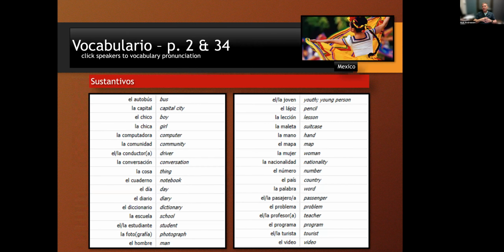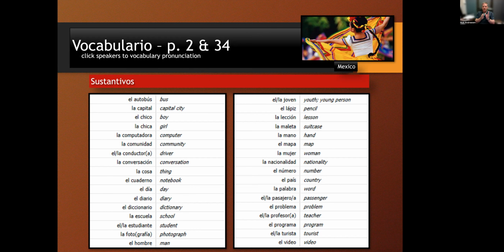Luego we have some sustantivos. Sustantivo just means a noun. And one thing that we're going to look at carefully here is that if you notice, each one of these nouns has that short little el or la in front of it. Those are called articles. That's the equivalent of the word the in Spanish. And the reason we do that is because every word in Spanish has gender. And we have a lesson on that. You'll be looking at that today or tomorrow.